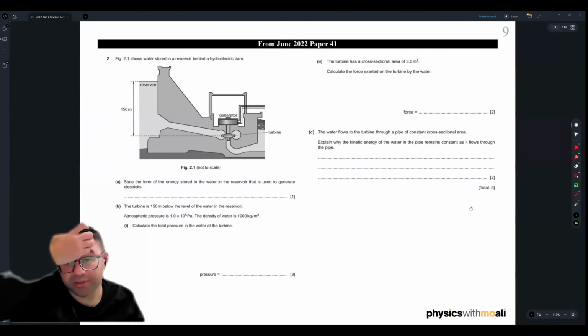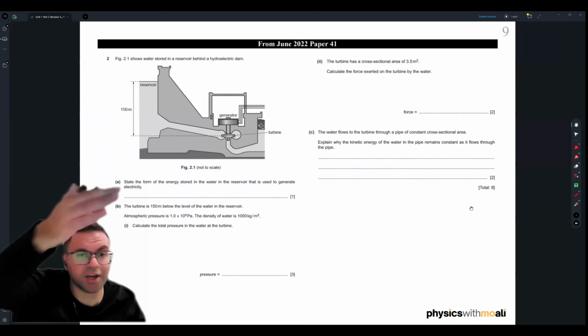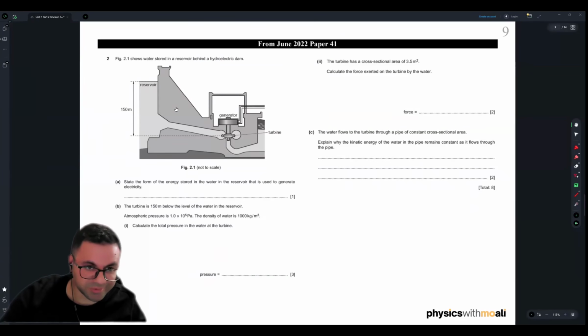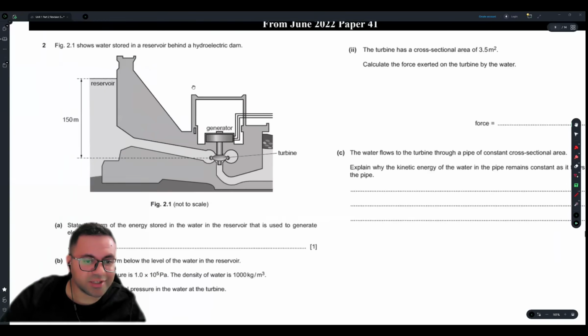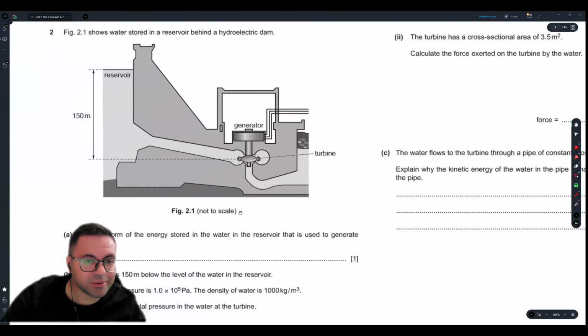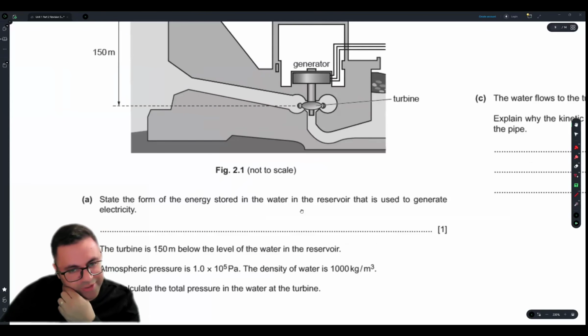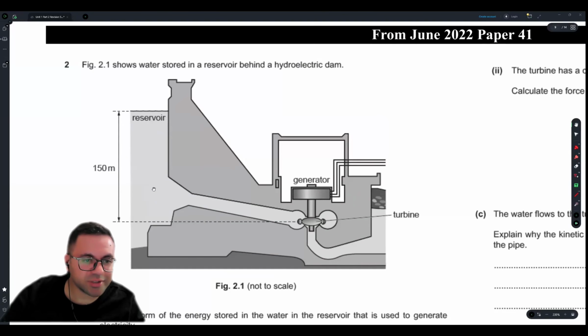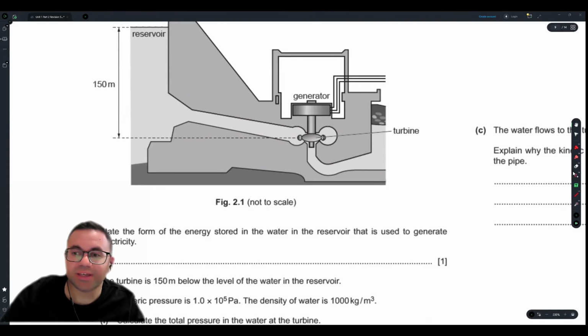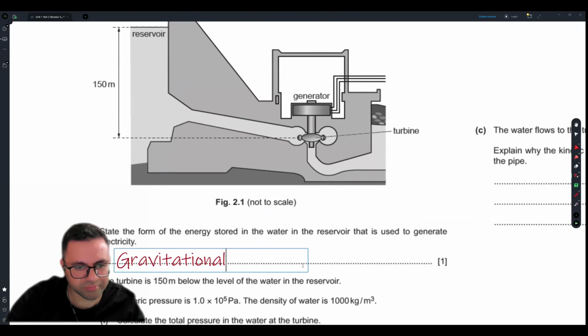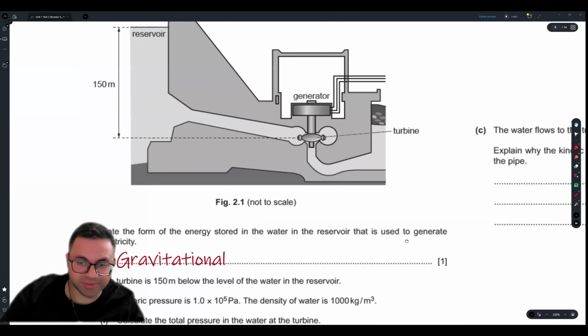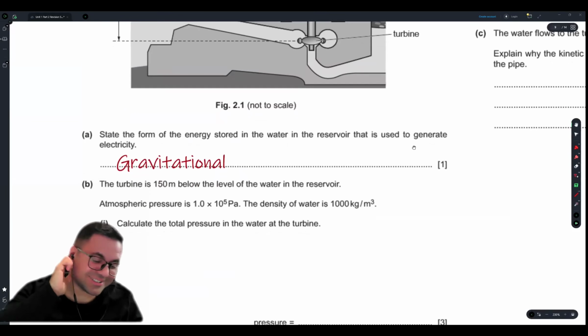Quick question about here. Here's a hydroelectric power station, which we will discuss again shortly. And the first bit is the same question we used. What is the form of energy stored in the water of a reservoir used to generate electricity? The energy stored behind the hydroelectric dam is gravitational. It's fine if we combine chapters, by the way. But now, keep what we mentioned earlier in mind.